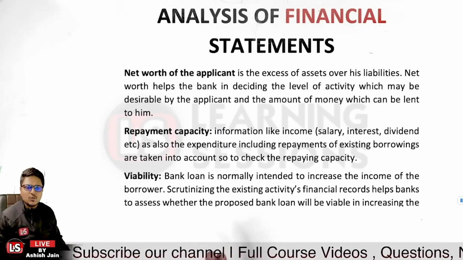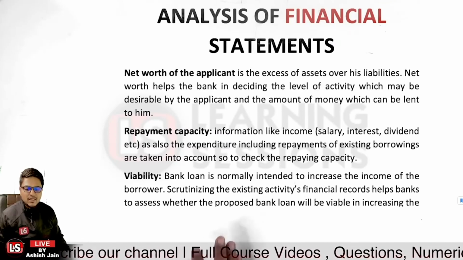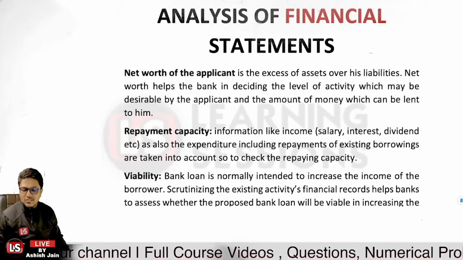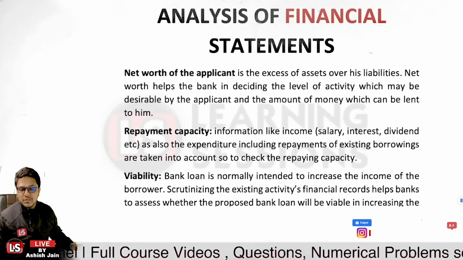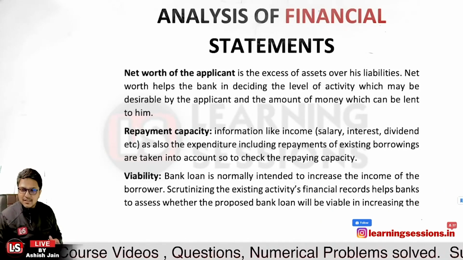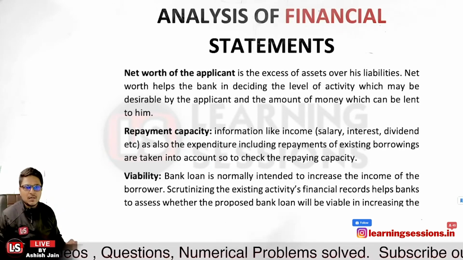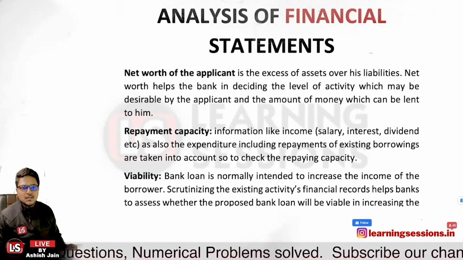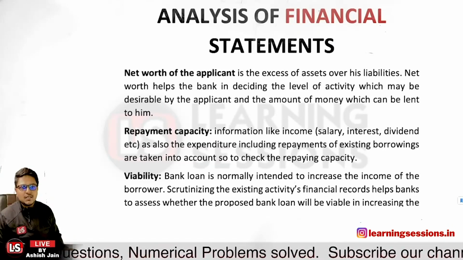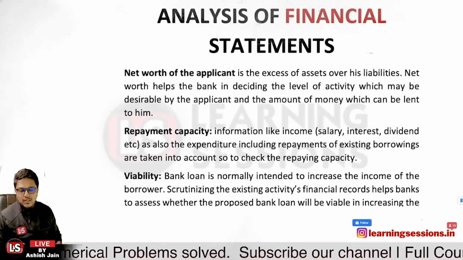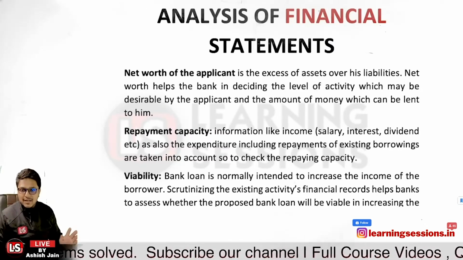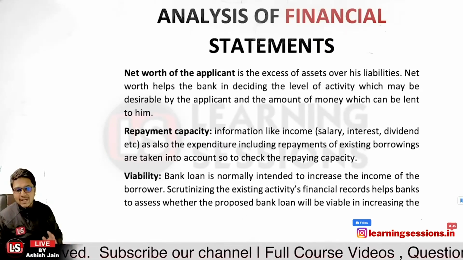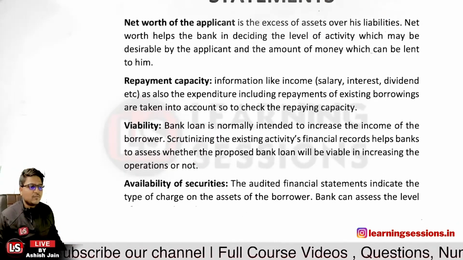Second, it is related to the repaying capacity. Definitely you can look into the repaying capacity, what amount the person can spare, and that we can ascertain by examining the financial statements. Then third, it is related to viability. Whatever project is going to be undertaken by the firm itself, would it be viable enough? Can it be a reality? That can all be ascertained through the financial statements.